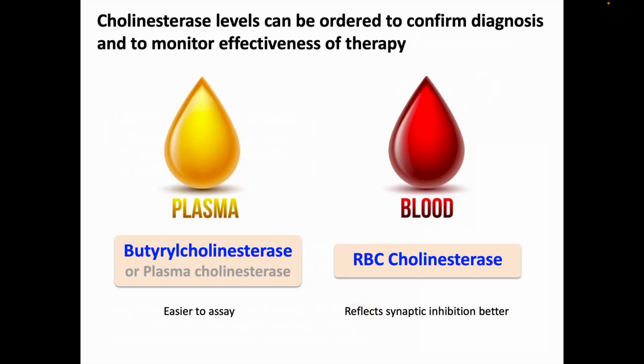Clinicians treating patients with anticholinesterase poisoning may order cholinesterase levels, both to confirm the diagnosis and also to help monitor the effectiveness of treatment. There are 2 cholinesterase levels you can get. Butyryl cholinesterase, also called plasma cholinesterase, is the easier assay, but the RBC cholinesterase level is thought to better reflect the degree of synaptic enzyme inhibition, which is really what we want to be treating.